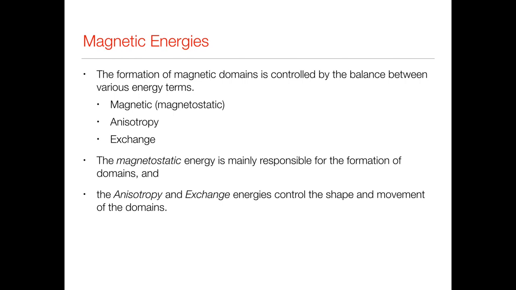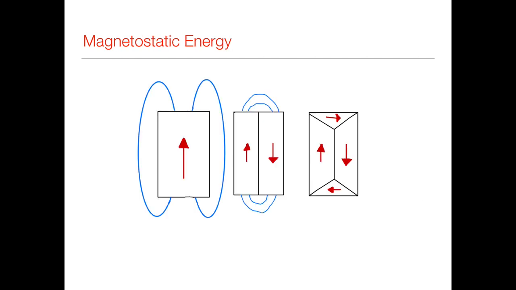The formation of domains is driven by a balance between various energetic terms. There's something called the magnetic energy, the magnetostatic energy. We have an anisotropy energy, an exchange energy, which we've spoken about before. And we'll see it's the magnetostatic energy that's mainly responsible for forming domains, while the anisotropy and exchange energies control the shape and the movement of domains. So the magnetostatic energy is the thing that's going to drive the formation of domains.